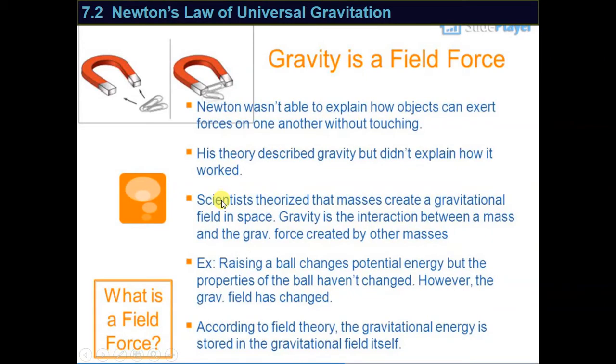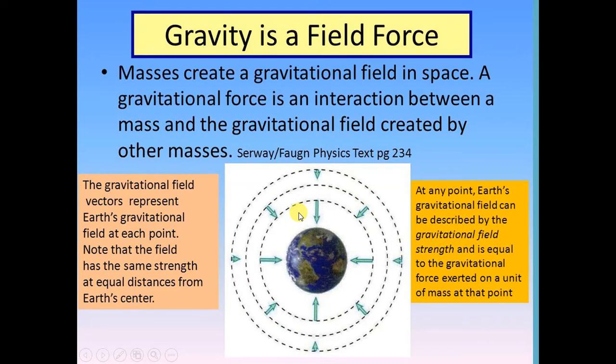Okay, so scientists theorized that masses create a gravitational field in space. So how can we define gravity or gravitational force? We have gravitational force once we have interaction between a mass and the gravitational field created by another mass. Every mass creates a gravitational field around it. See, this is the Earth, so we have a gravitational field all around the Earth.